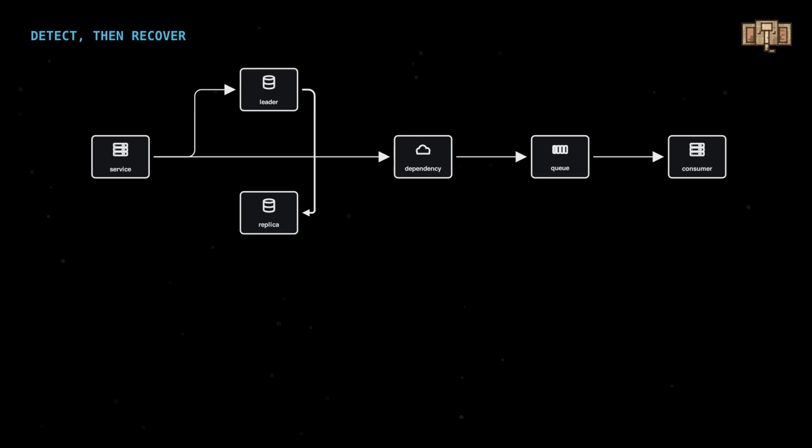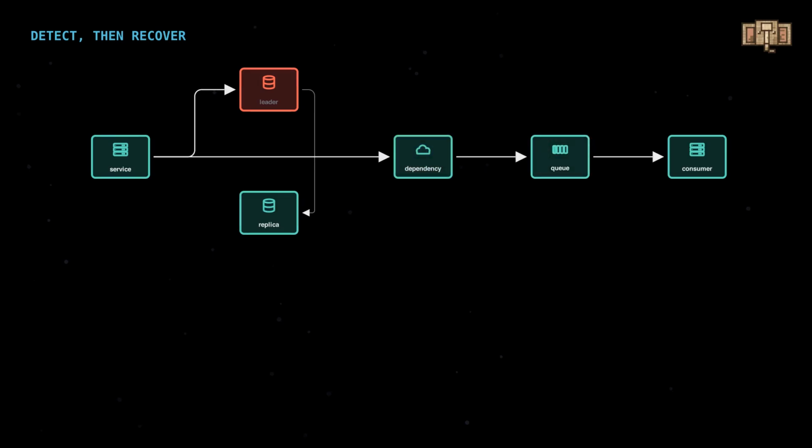The outage is optional. You can't stop components from dying, so you stop trying, and instead you give every component a detector and a sprinkler. Watch the system heal itself one more time. The leader dies, the heartbeat notices, failover and fencing take it. A dependency sickens, the error rate notices, the breaker takes it. The backlog grows, lag notices, and scaling takes it.